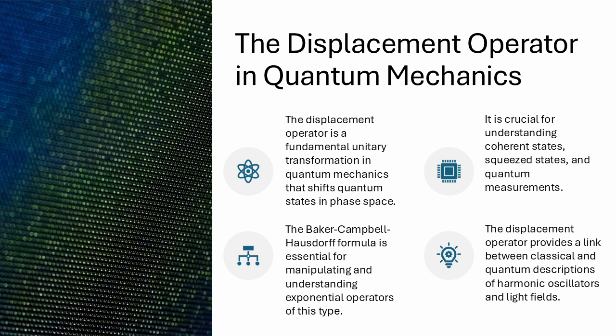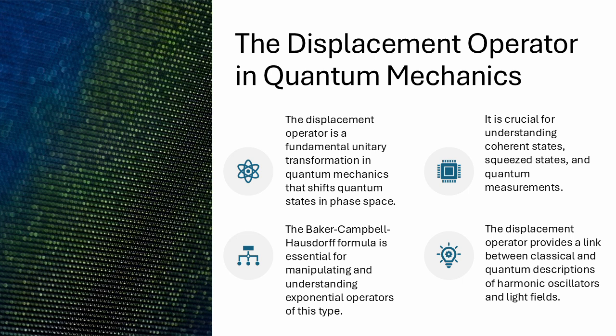Well, for starters, they're the backbone of laser technology. Wait, really? Lasers are based on coherent states? Absolutely. Lasers rely on the predictable, focused behavior of coherent light, and that behavior comes directly from the properties of these special quantum states. So, by understanding this displacement operator and how it generates coherent states, we're essentially unlocking the secrets behind some of the most important technologies we use today.